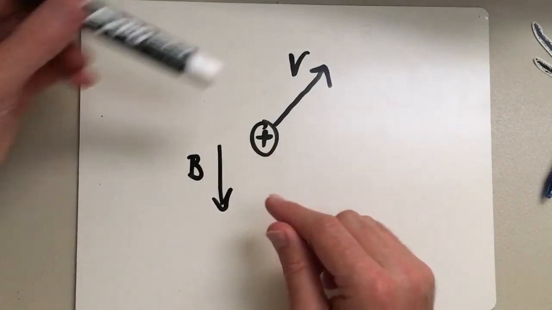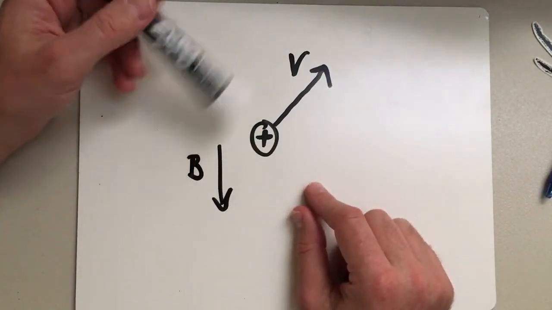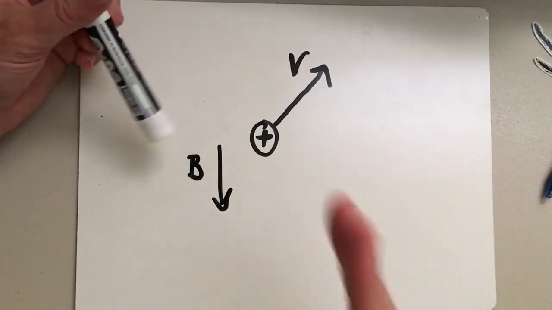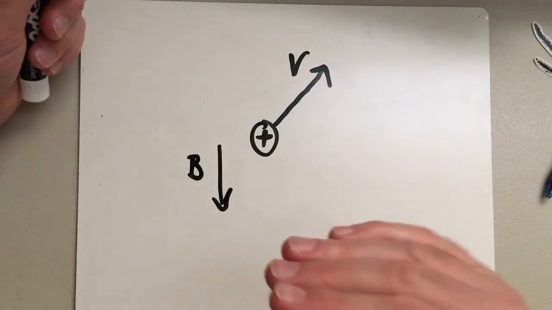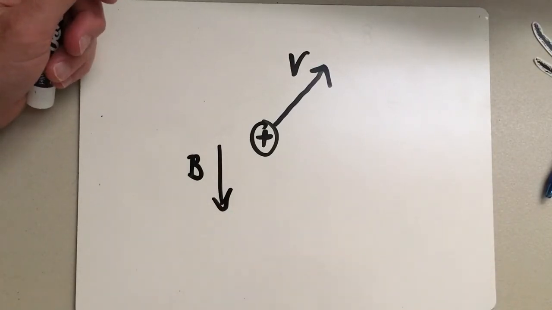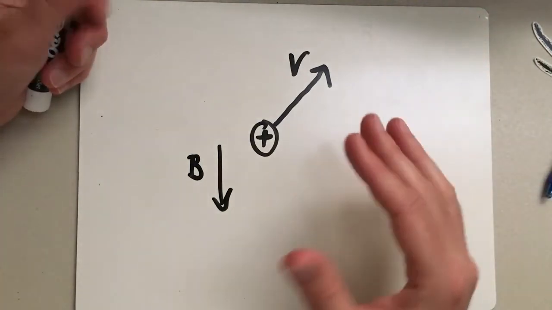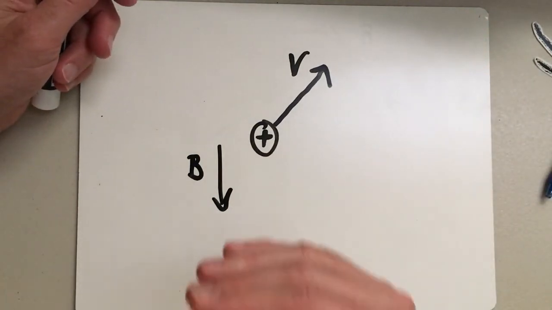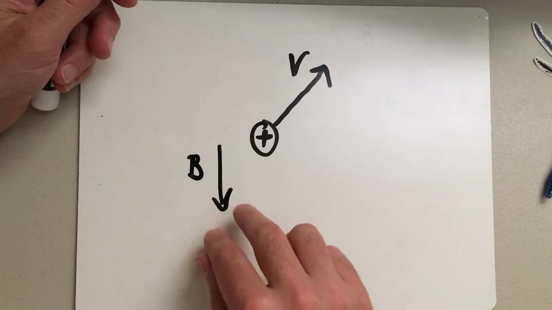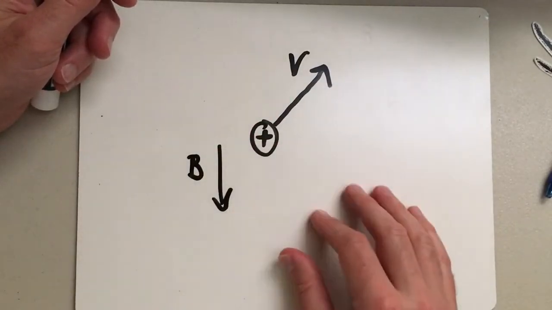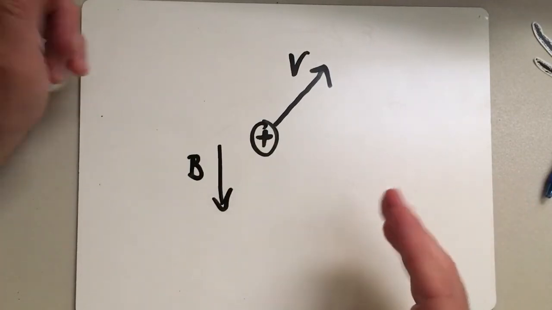I also want you to notice that the angle between the velocity and the magnetic field is not 90. It doesn't have to be 90. The only thing that has to be 90 is the angle between the force and the field, and also the force and the velocity. Or if you're talking about currents, then the force and the direction of the current. But the angle between the magnetic field and the velocity doesn't have to be 90. The angle between the magnetic field and the current doesn't have to be 90. It can be any angle.